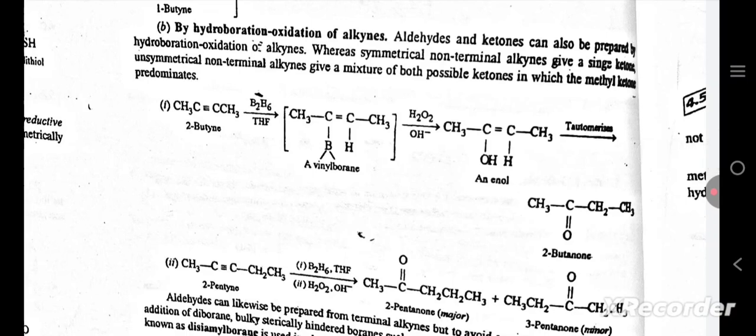By hydroboration oxidation of alkynes. Aldehydes and ketones can also be prepared by hydroboration oxidation of alkynes. Whereas symmetrical non-terminal alkynes give a single ketone, unsymmetrical non-terminal alkynes give a mixture of both possible ketones in which the methyl ketone predominates.